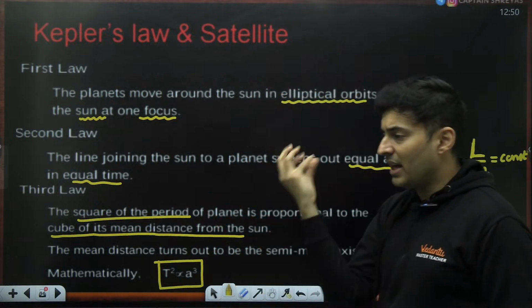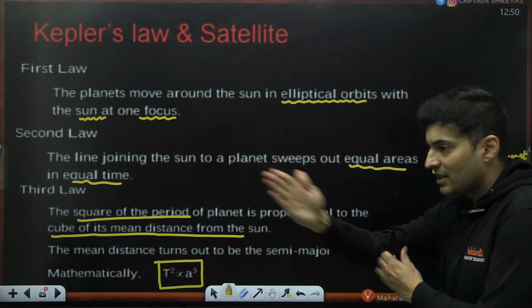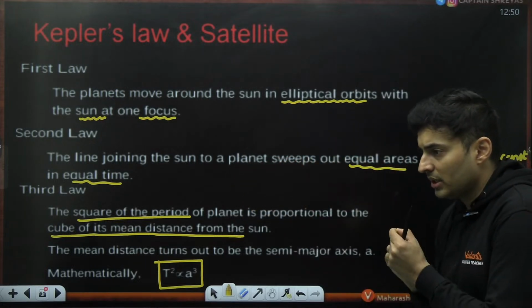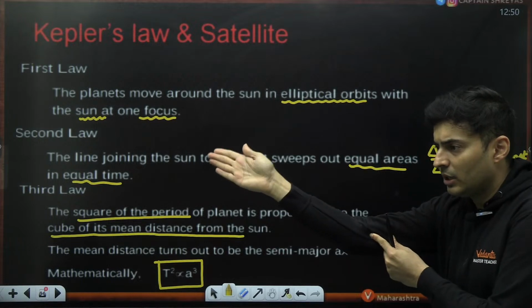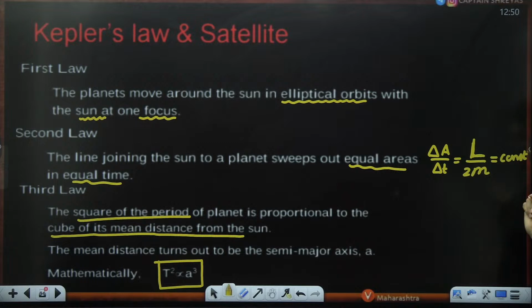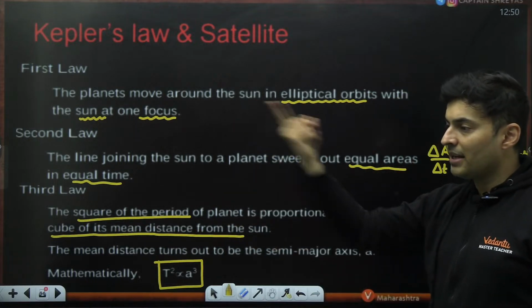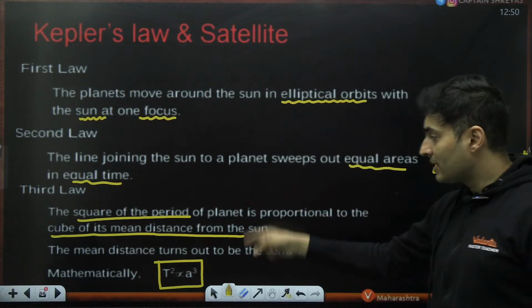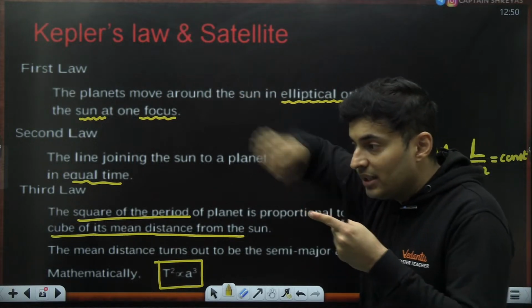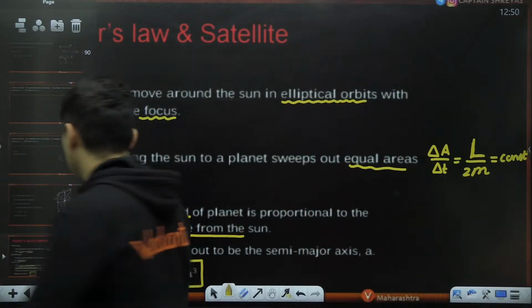Elliptical orbit, massive body at the focus, that's the first law. Second law: area which is covered per unit time. If you join the line from the sun to the planet, it will sweep an area per unit time equal to the angular momentum of that planet divided by 2m, which is a constant. Third law: the square of the time period of revolution is proportional to the cube of the distance between the sun and the planet. These are the three laws.